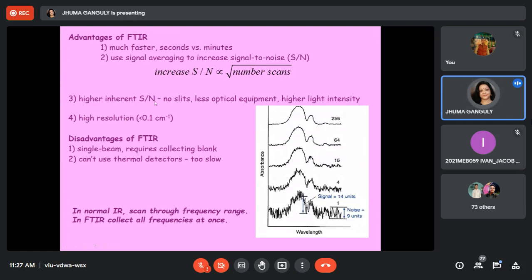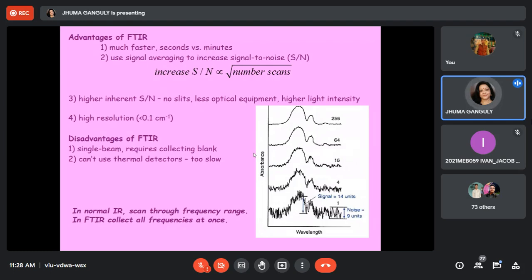Higher inherent S/N, no slits, less optical equipment, higher light intensity. These are some technical terms. As S/N increases, we get sharp peaks, as I already mentioned. We need higher intensity of light, but less optical equipment, meaning the instrumental parts, not so much other parameters, like this is for FTIR.